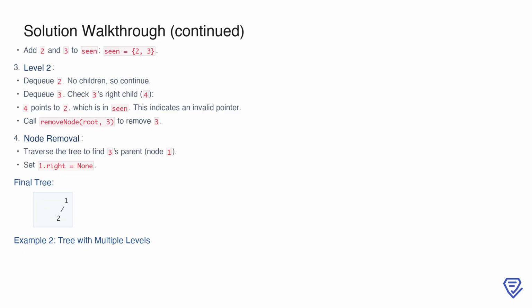Since it has no children, we move on to the next node in the queue, which is node 3. For node 3, we check its right child, node 4. Here, we find that node 4 points to node 2, which is already in our seen set. This indicates an invalid pointer.